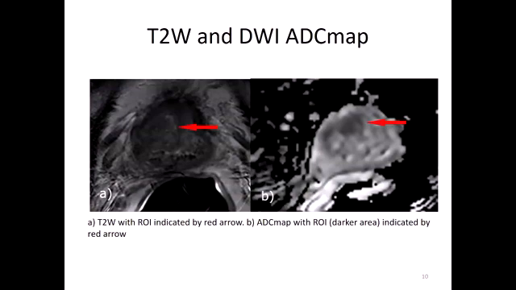And here's just a picture of the T2 weighted image on the left-hand side, image A, and the region of interest is indicated by the red arrow. And as you can see, it's very hard, at least for me, to differentiate the region of interest from the rest of the prostate gland. On the right side, image B, is the ADC map, and you can actually tell that a little more, where you can get a little darker area.